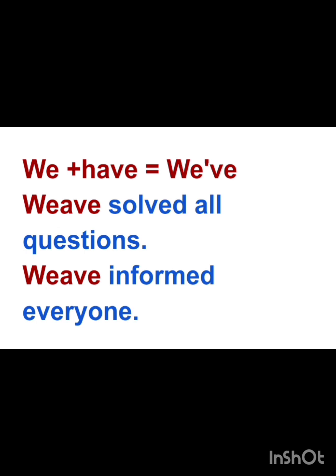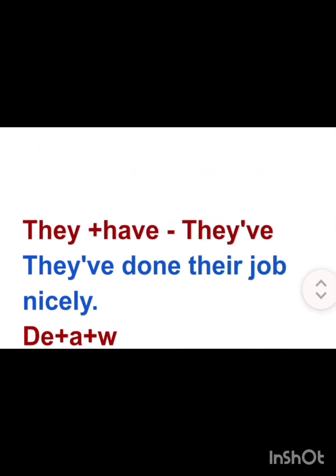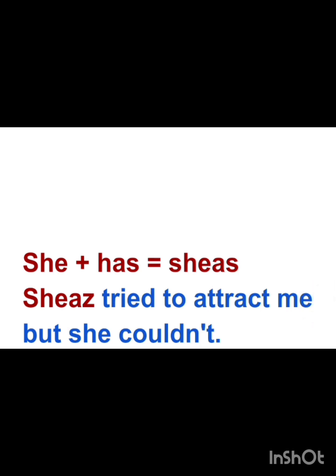Okay. Next one, they have. They've done their job nicely. They have helped me a lot. Okay. Next one, she has. She has tried to attract me, but she couldn't. She has tried to kill me. She is, not she has, it is she is.